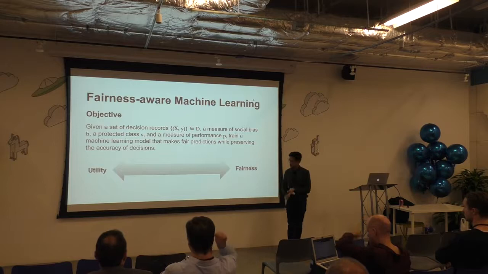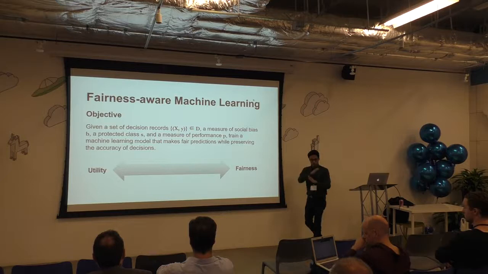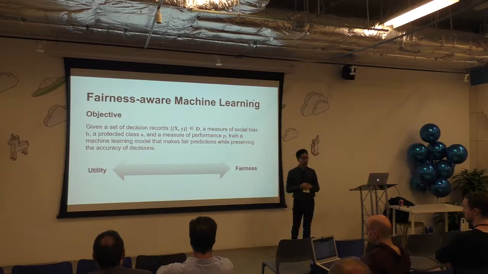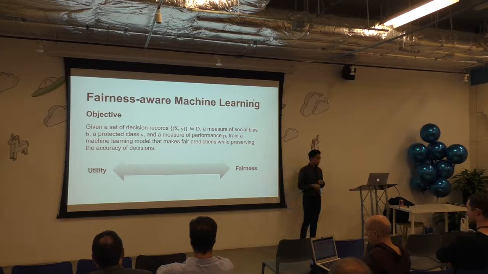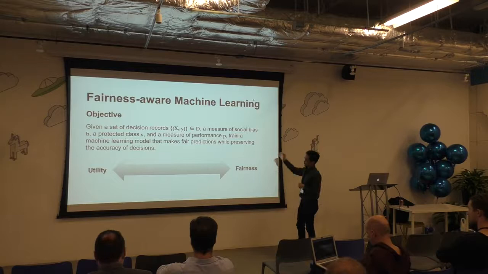Cool. So the second dimension is fairness-aware machine learning. These are techniques where you can train a model that, relative to a fairness-unaware model, will produce less biased predictions. You can read the task. It's pretty much the same as discrimination discovery, but the task is to learn an actual model.